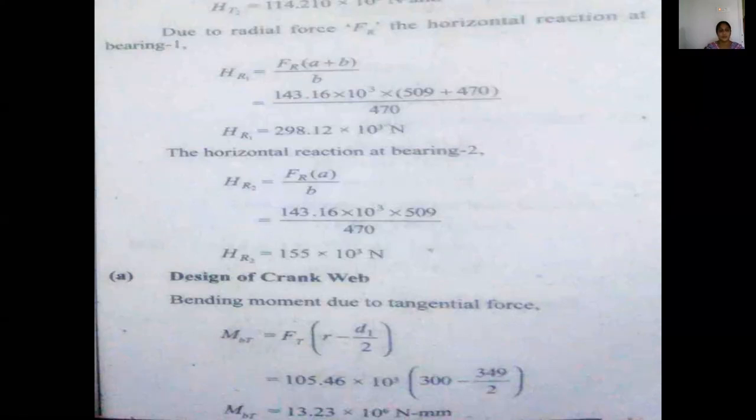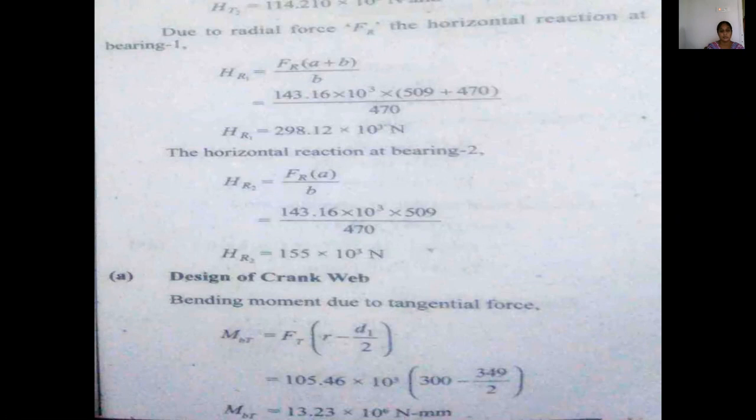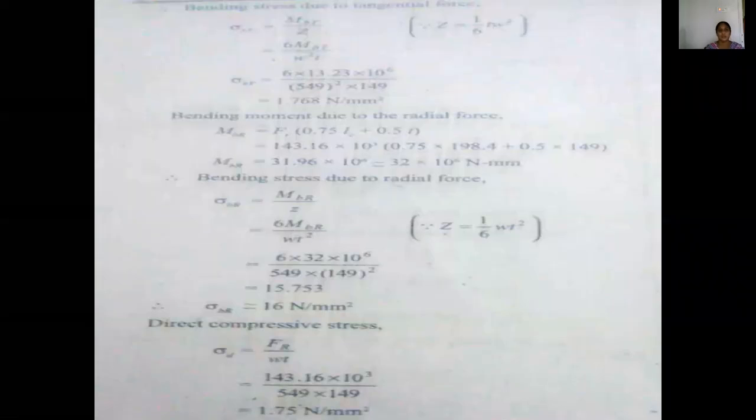Next, first one you should find out the design of crank web. How will you take the design of crank web? Bending moment due to the tangential force, MBT, is equal to Ft into R minus D1 by 2. You will find out the bending moment of the tangential force. Like that, you will find out the bending stresses. Bending stress is nothing but, we know, M by Z. Section modulus for the rectangular section we can write as W T square by 6. Then sigma T, the bending stress due to tangential force, you will get as 1.768 Newton per mm square.